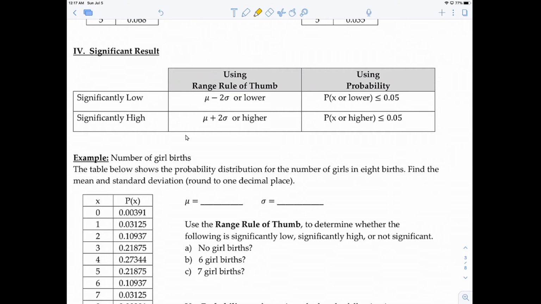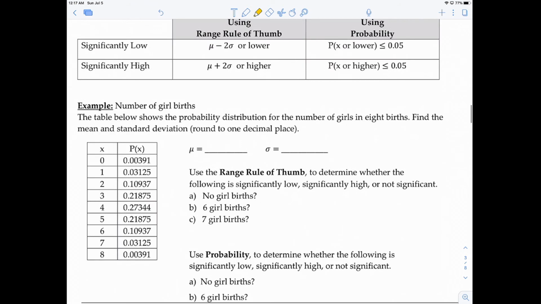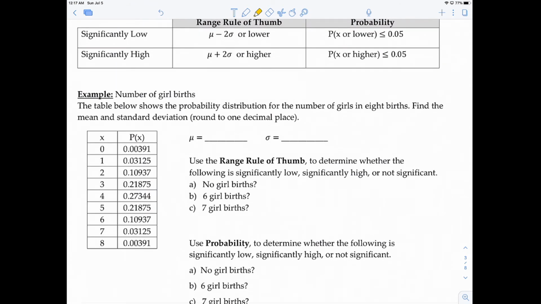This one is not as tough. But let's go ahead and tackle this one, and then when I get to the next one, I'm going to slow down a little bit and be a little bit more thorough so you understand how I'm doing it. Okay, so here in this example, we have number of girls.